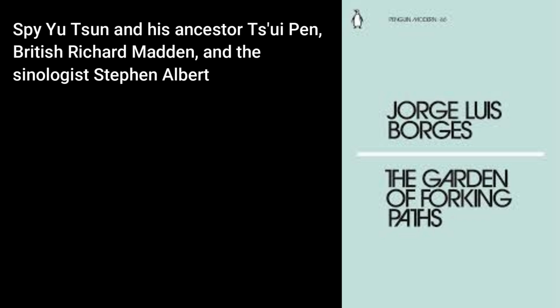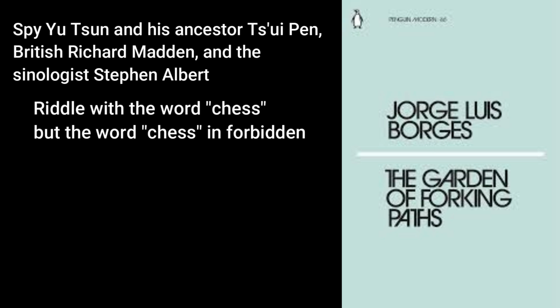So we're going to talk a bit about some more clues. Yes, you have the four main characters: Tlön, who's the narrator and the spy, his ancestor, Tsui Pen, the sinologist, Dr. Stephen Albert, and then the British Captain Richard Madden. Some of the key concepts from this is going to be the book itself, this Garden of Forking Paths. The main clue here is going to be talking about the word chess.